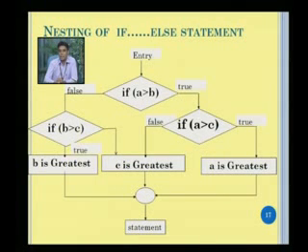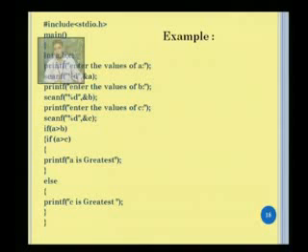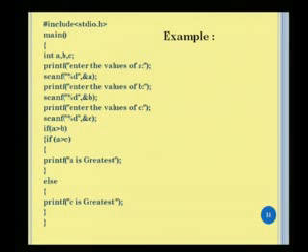If my first statement, that is A is greater than B, is false, we will check for the B and C criteria. If B is greater than C, it will print B is the greatest one, and if B is not greater than C, then it will print C is the greatest one. We have a program. In that program, what we are doing: hash include stdio.h, then the main function, then integer a, b and c.